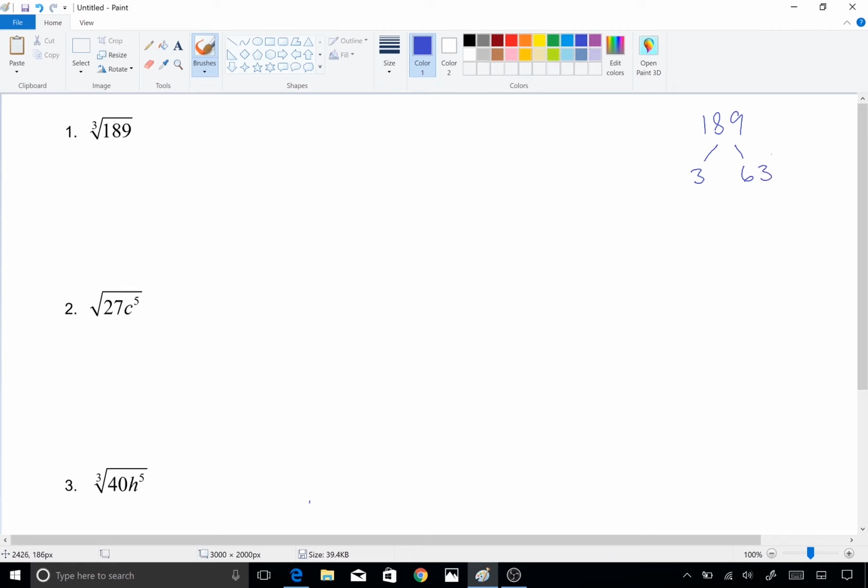We can divide 63 by 3, and that gives us 21. Divide that by 3, and we have 7, which is a prime. The cube root of 189 equals the cube root of 3 times 3 times 3 times 7. I have a group of 3 3's under a third root sign, so I can pull out these 3's, and that will give me 3 times the cube root of 7.